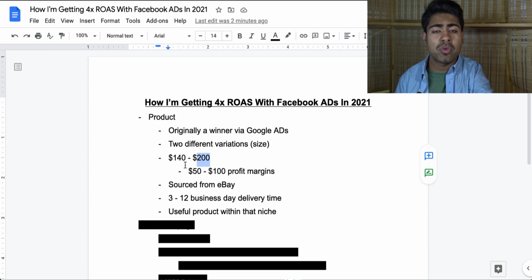So the one with the $140 sale price has a profit margin of 50, while the other one has a profit margin of 100. So absolutely amazing profit margins. That means I can spend a lot more money than the average person who may want to sell this product.